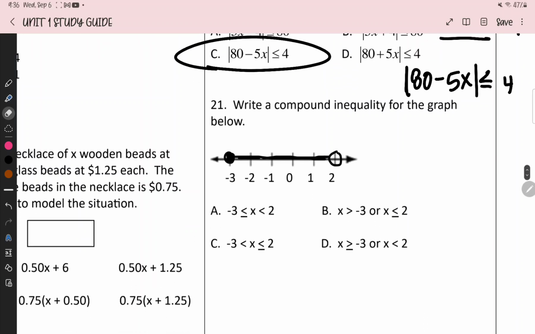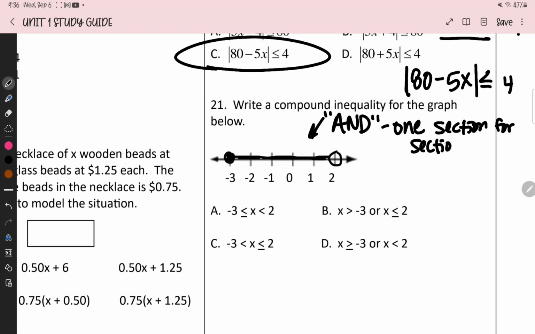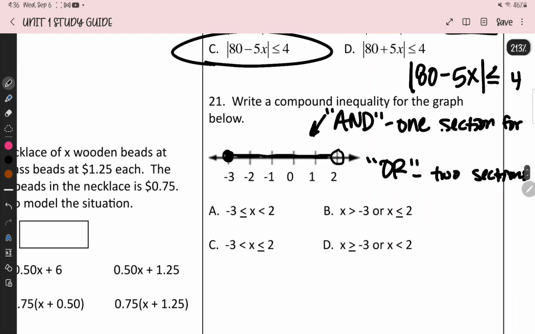Alright, and our final one here is writing a compound inequality for the graph. So this is actually an and compound inequality. I know it's and because it has one section for solutions, where it's that super dark section there, right? An or compound inequality is supposed to have 2 sections for the solution. I said one section for solutions.